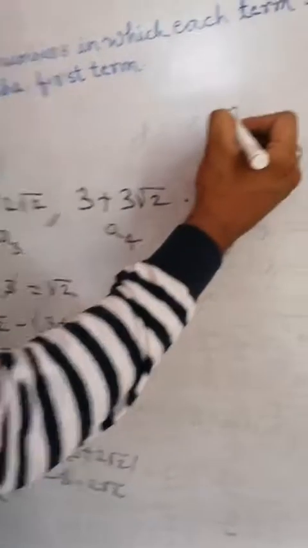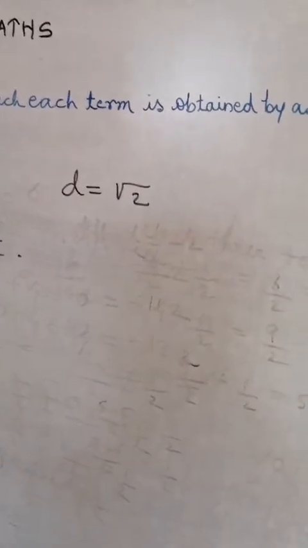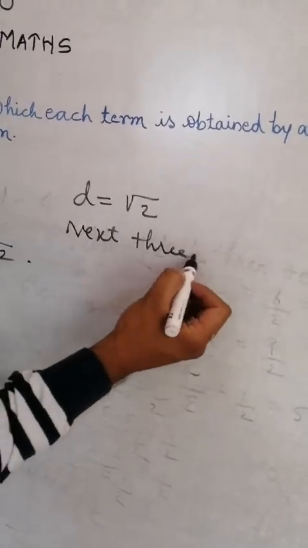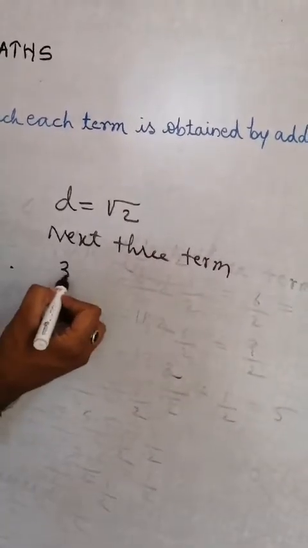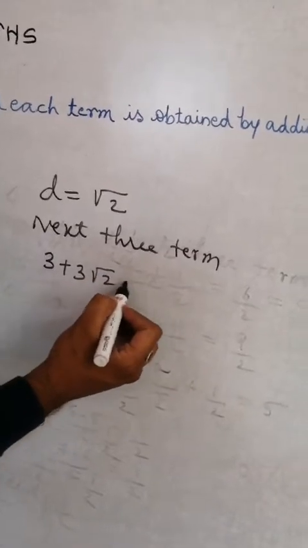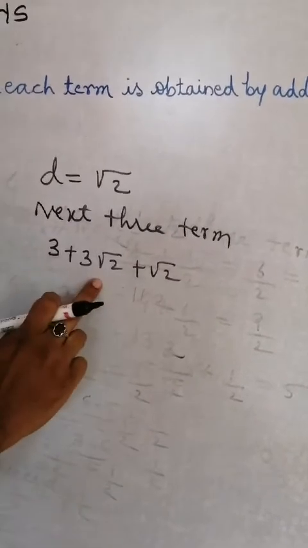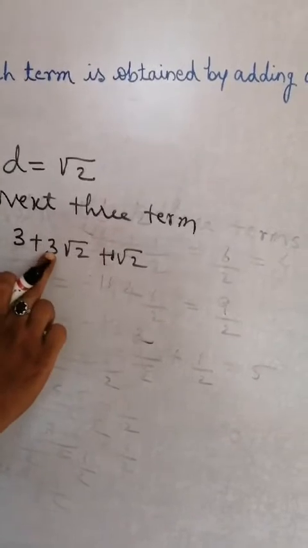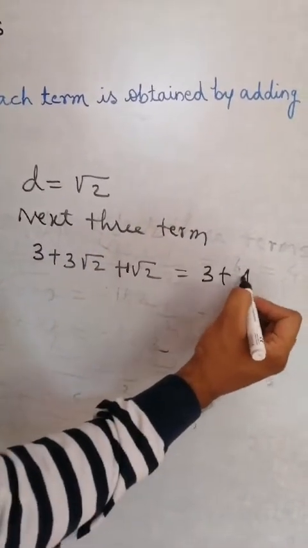Now the common difference is the same in all the cases, therefore it is forming the AP and the D value is root 2. Now we need to find the next 3 numbers. So the next 3 numbers will be: 3 plus 3 root 2, we will add root 2. So how to add this? In this case we will take here 1. So 3 plus 1, 4 root 2. The answer is 3 plus 4 root 2.